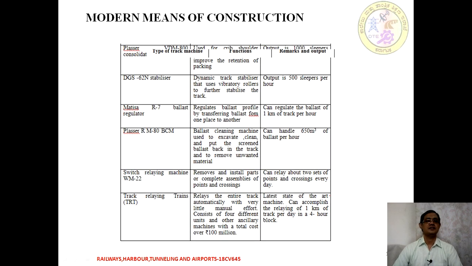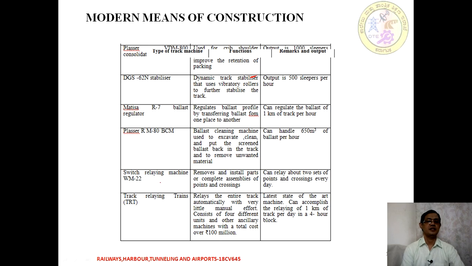So next is going to be the DGS 62N stabilizer. So that is a track stabilizer. The purpose is dynamic stabilization of the track, which uses vibratory rollers and further stabilizes the track. Output is around 500 sleepers per hour. Similarly, we are going to have different types of machines. We are using them in order to speed up the construction and to achieve it in a shorter period of time.